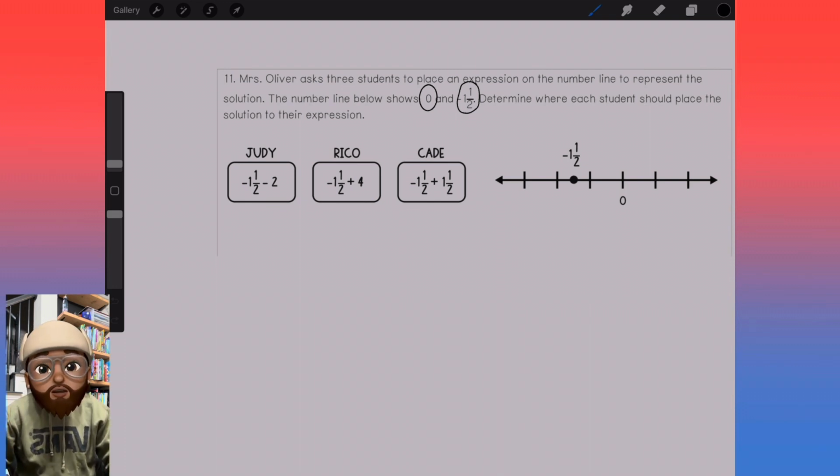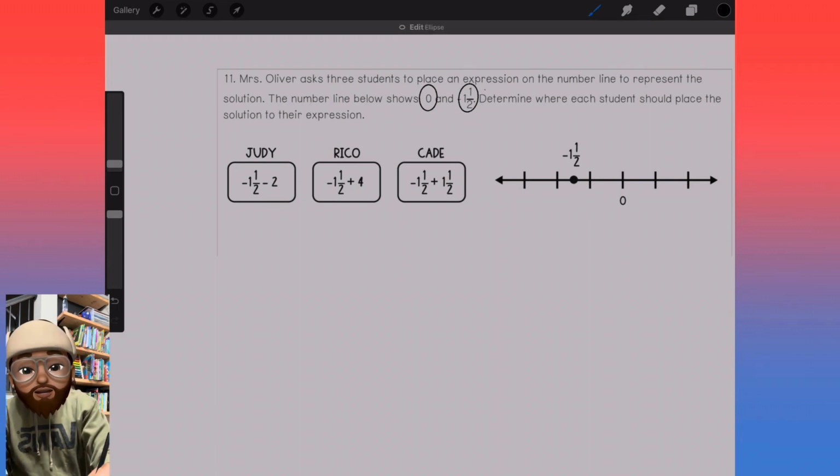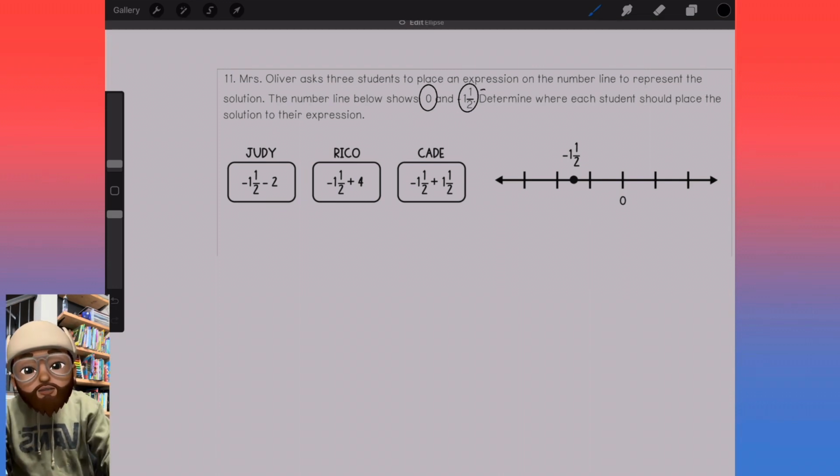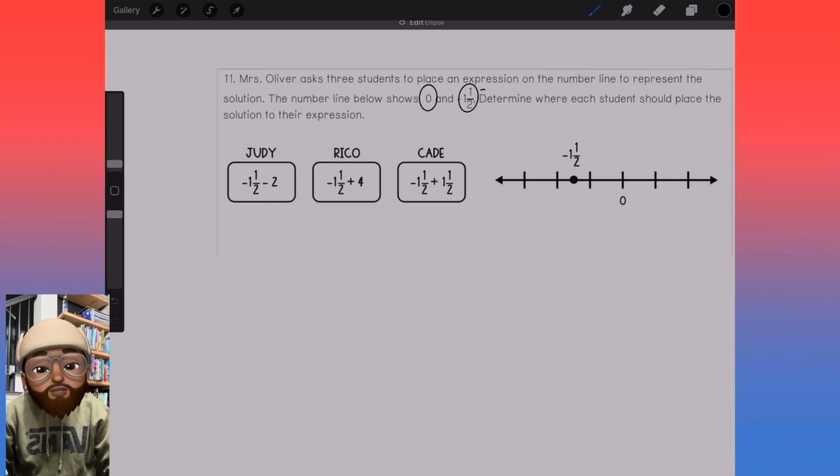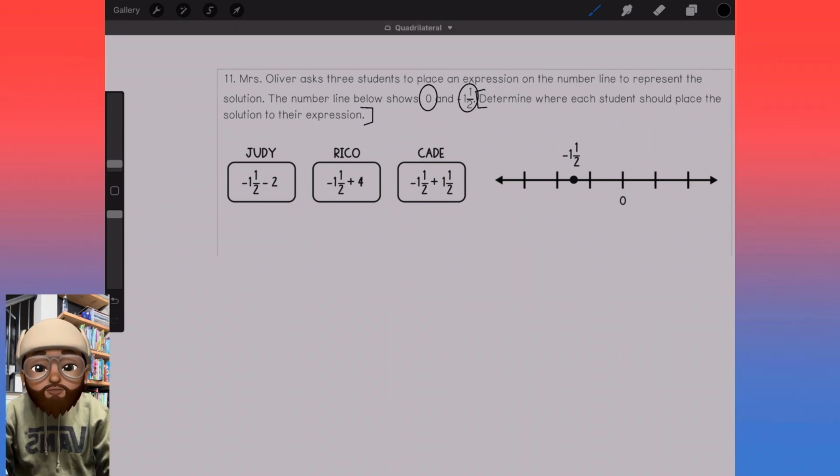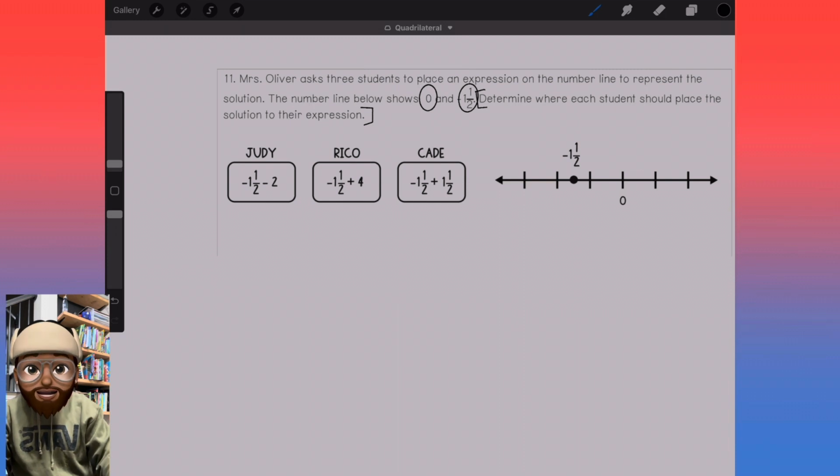Okay, so I circled the numbers that were in the statement, and what I'll do is I'll box in what it's telling us to do. Determine where each student should place the solution to their expression. And we're going to place that solution on this number line right here.